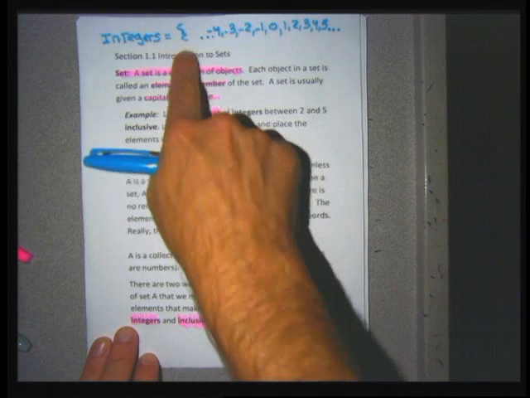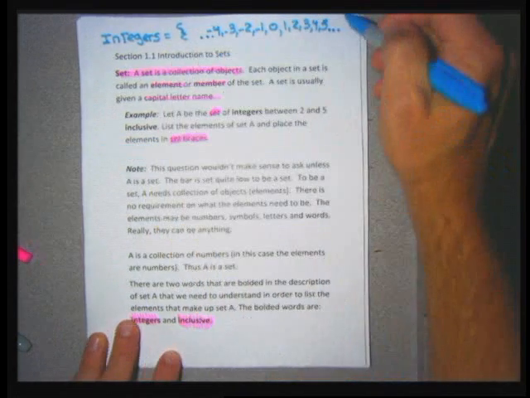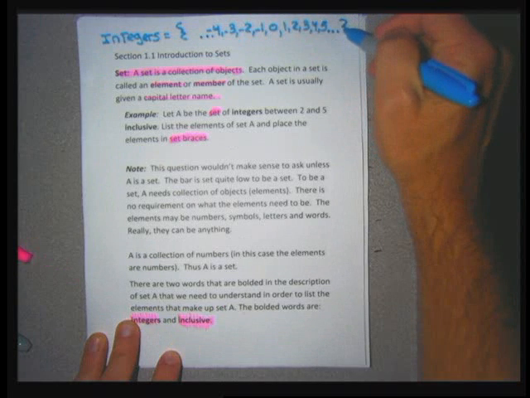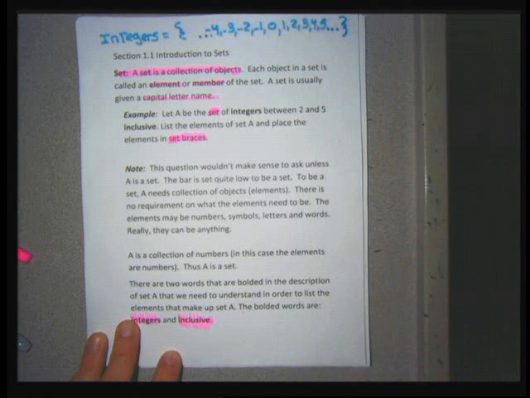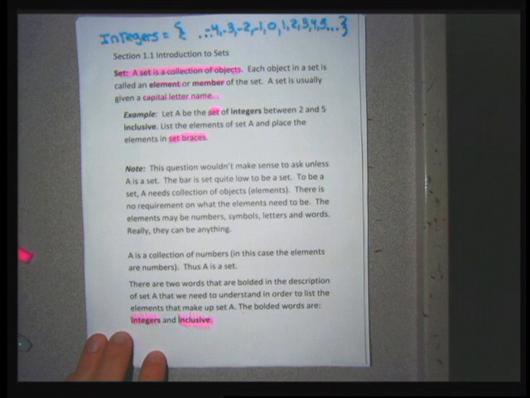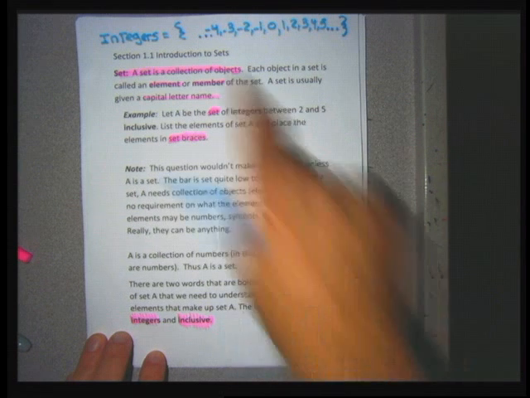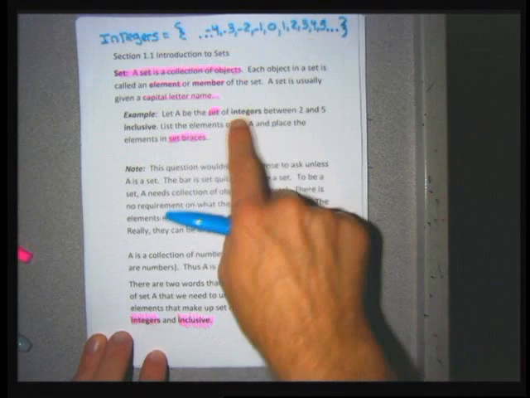Notice I put this little squiggly bracket. This is called a set brace. And if you're listing the objects in a set, the set braces are required. Set braces tell a reader that you're creating a set. So these are the integers that we need to understand.